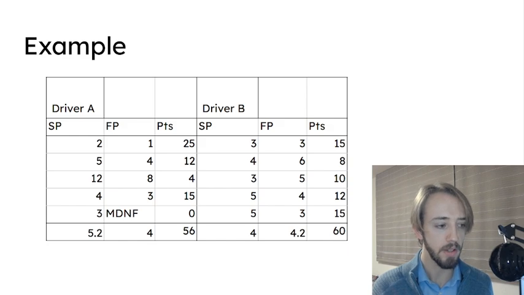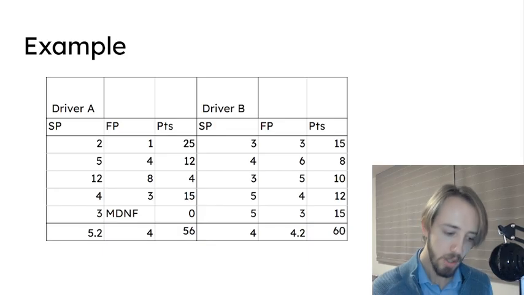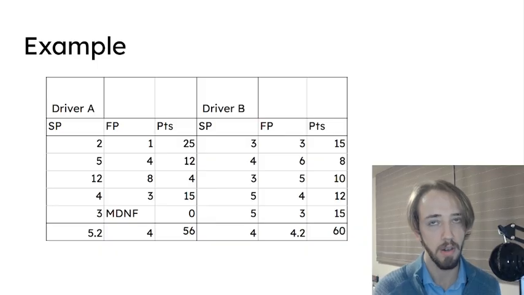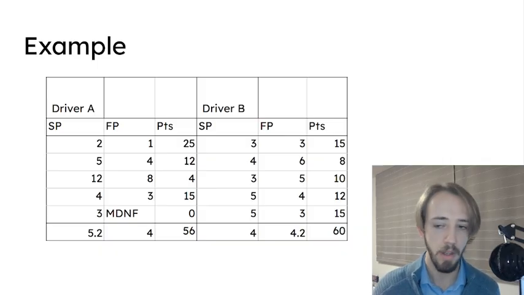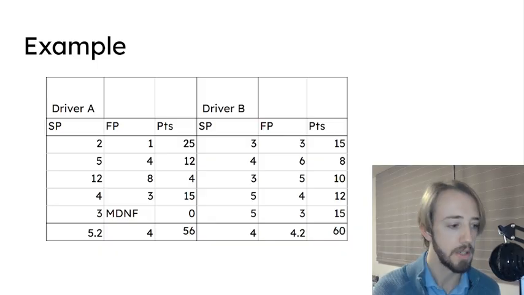The average starting position is 5.2 for driver A, and the average finishing position is 4. For driver B, the average starting position is 4 and the average finishing position is 4.2. So let's go through each of the categories and break down how this is calculated, and see some of the factors I built in to account for issues like mechanical reliability.